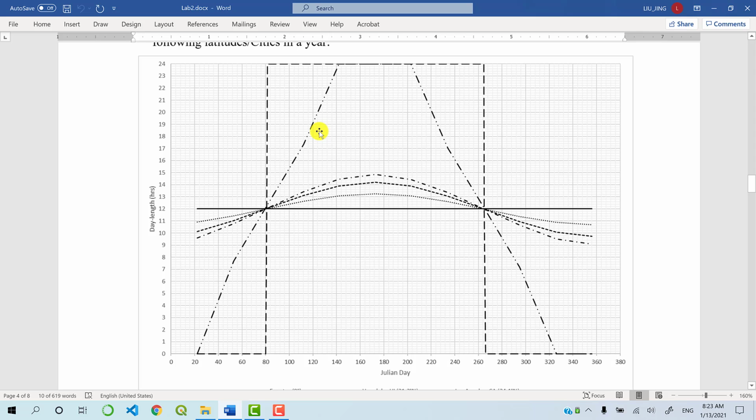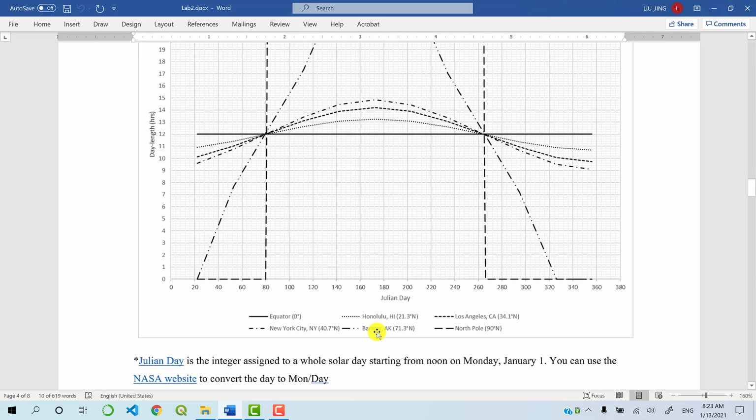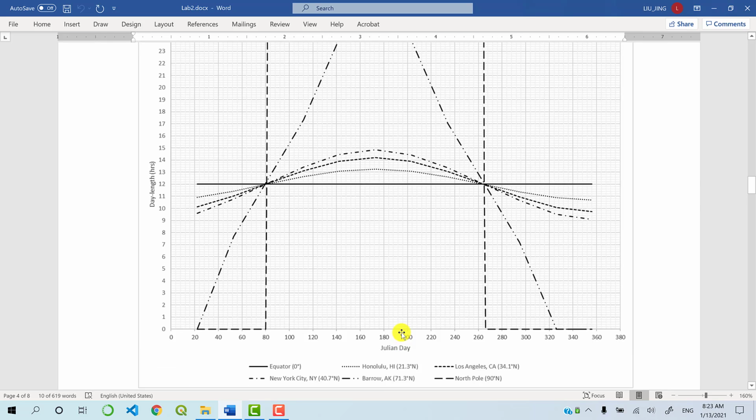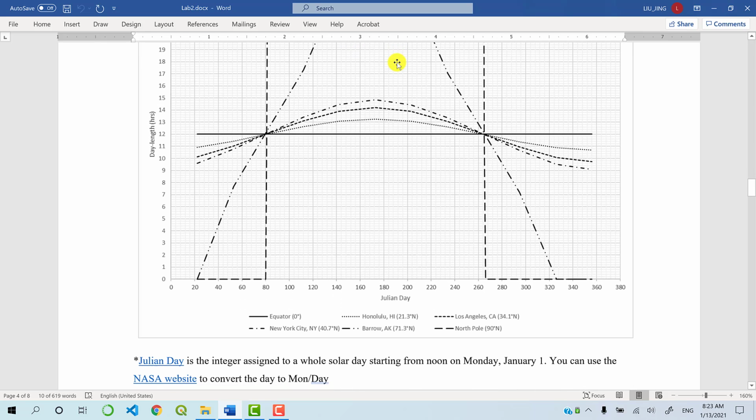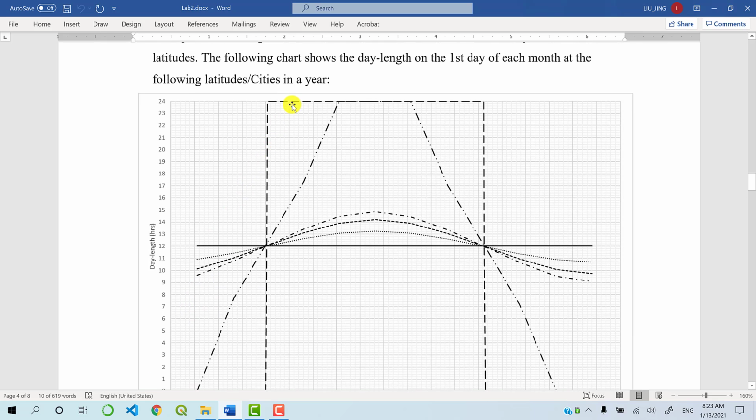As you can see, when we move to this, oh my gosh, what's this? This is Barrow in Alaska, 71 degree north. You can see during the summer, very short summer, by the way, you have 24 hours in Alaska Barrow. You have 24-hour day length. The sun never set. But in the winter, you have 0. You have nothing.